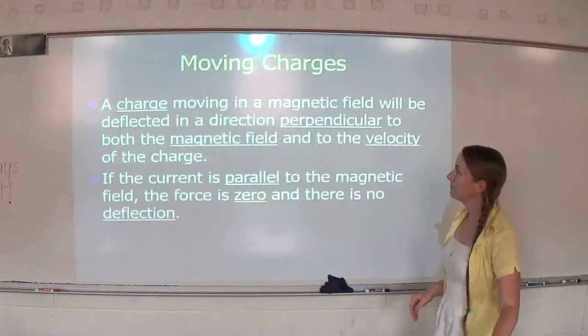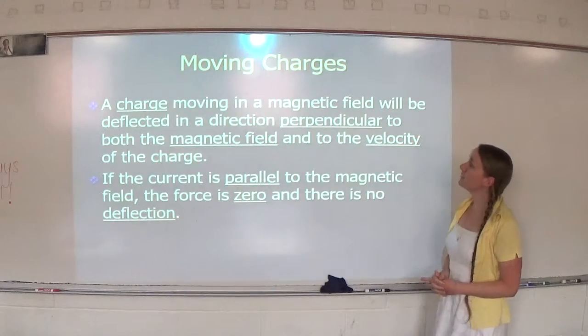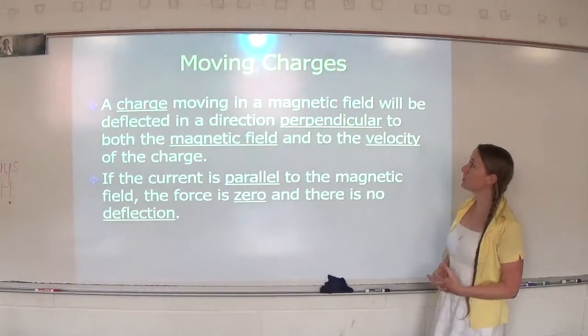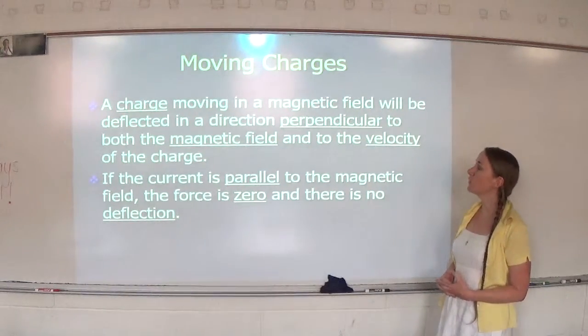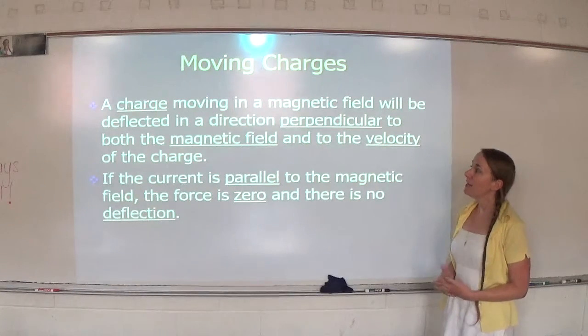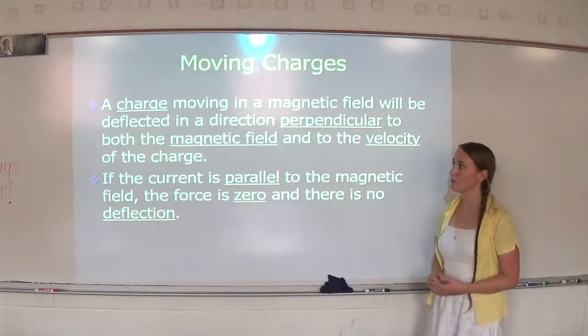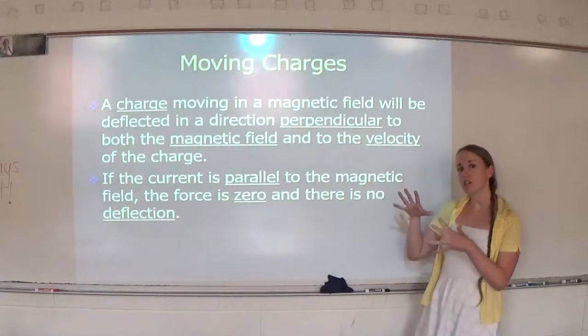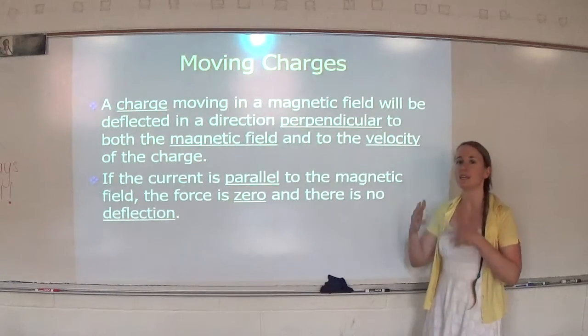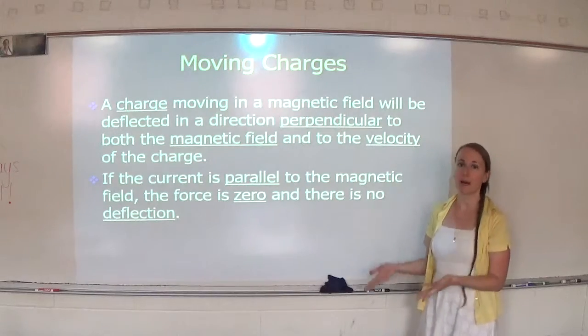moving. A charge moving in a magnetic field will be deflected in the direction perpendicular to both the magnetic field and the velocity of the charge. If the current is parallel to the magnetic field, the force is zero and there is no deflection. So when a charge comes near a magnetic field, its movement can be affected by that magnetic field.